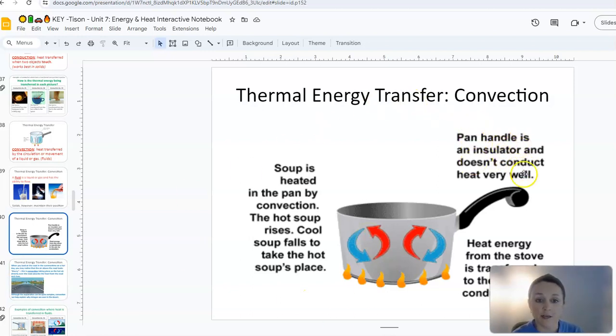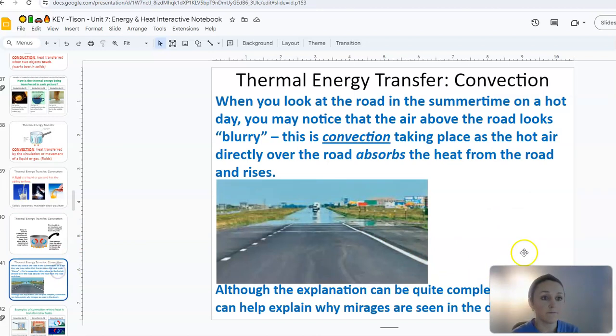The pot handle's an insulator, so this pot is not going to be a very good conductor. It won't transfer heat by conduction. And heat energy is transferred to the pan by touching it through conduction. All right, so convection. When you look at the road in the summertime on a hot day, it might look blurry.